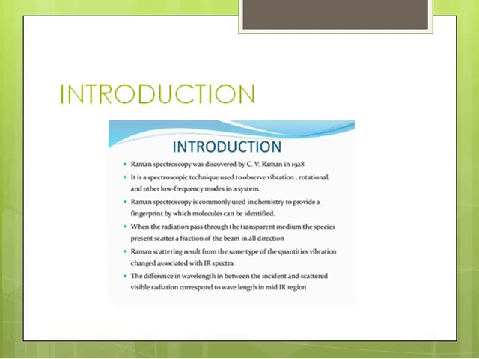When radiation passes through a transparent medium, the species present scatter a fraction of the beam in all directions. The difference in wavelength between the incident and scattered visible radiation corresponds to wavelengths in the mid-infrared region.